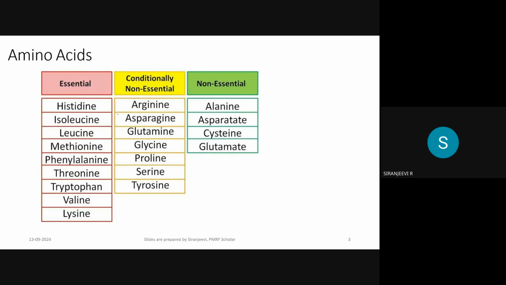We know that there are 20 amino acids that we usually talk about in protein metabolism. Certain amino acids are classified as essential, which cannot be synthesized in the body and can be taken only through diet. The second group is conditionally non-essential, which depends on the availability or the requirement of the body. Non-essential amino acids are also there, which can be synthesized by our body itself.